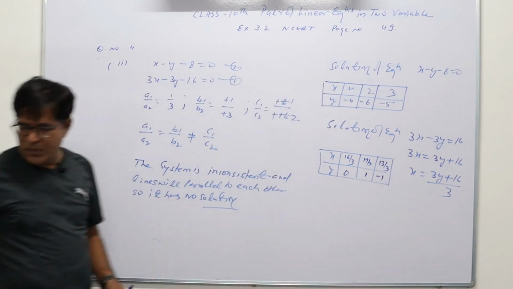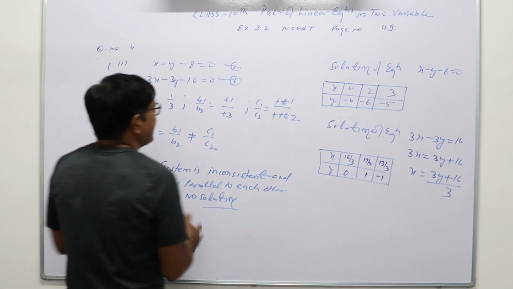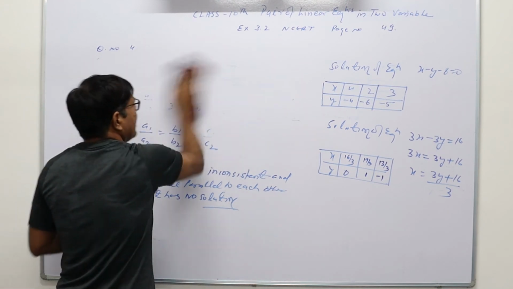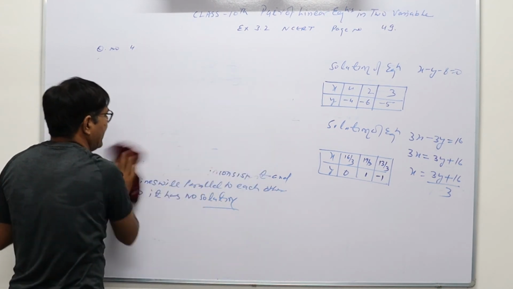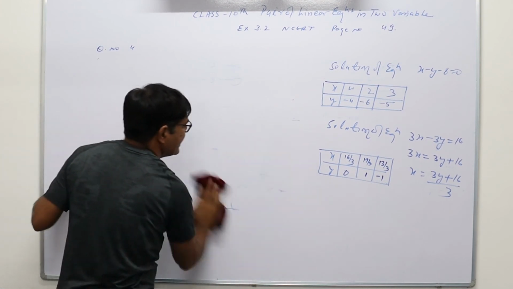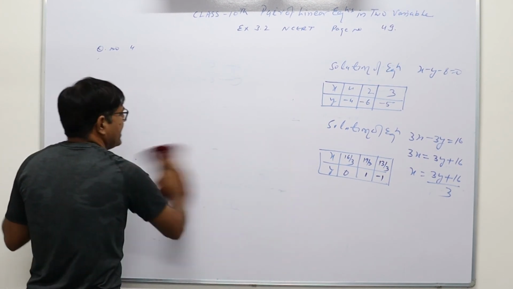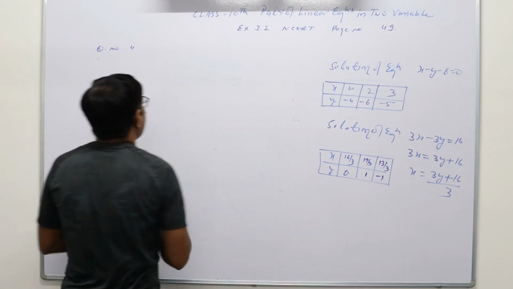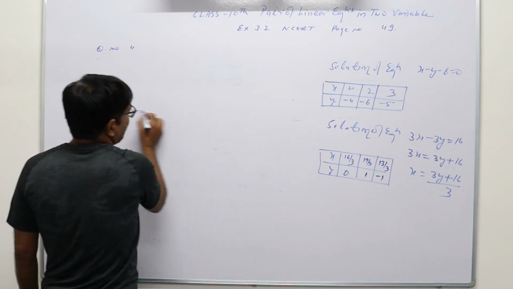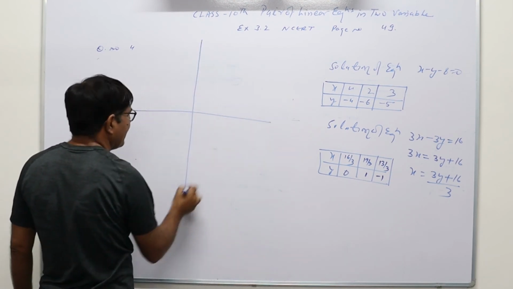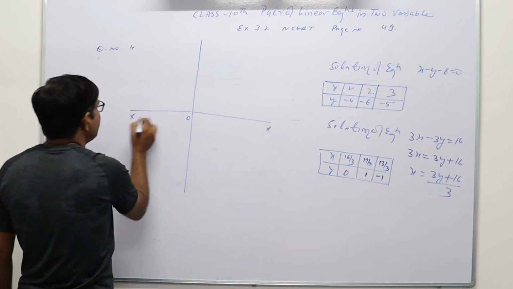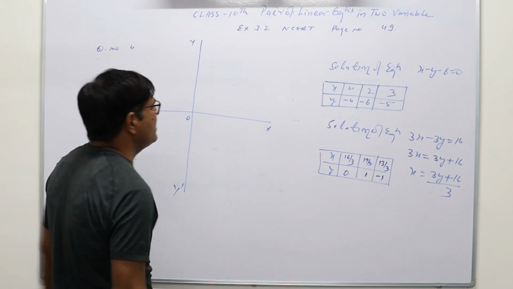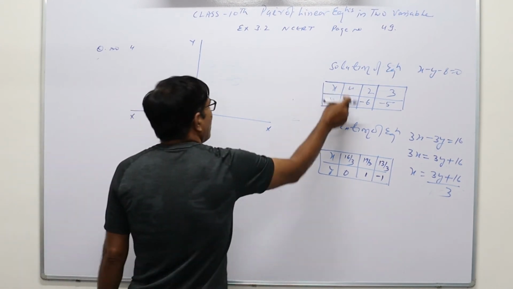To draw the graph of these two lines, first take the graph paper and at the center of the graph paper, draw two mutually perpendicular lines, one is the x-axis and another is the y-axis, while taking proper scales. So let these be the mutually perpendicular lines on the graph paper, X'OX and Y'OY. Now to draw the graph of these two lines, the first solution set is 4 comma minus 4.